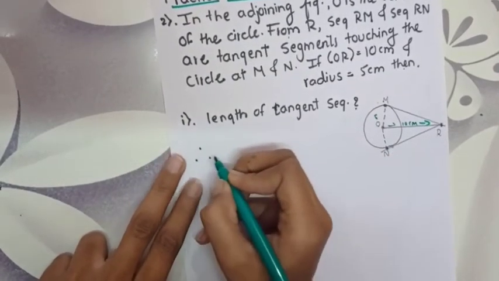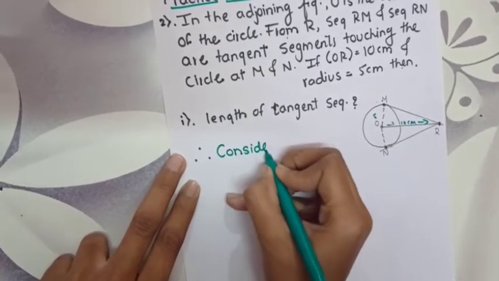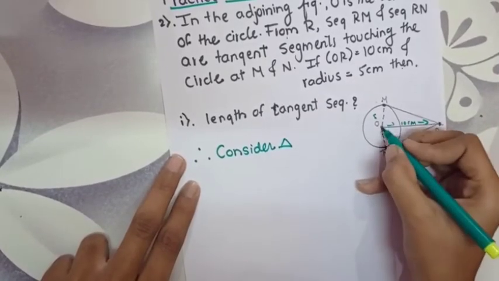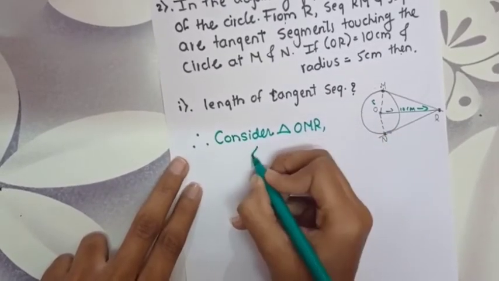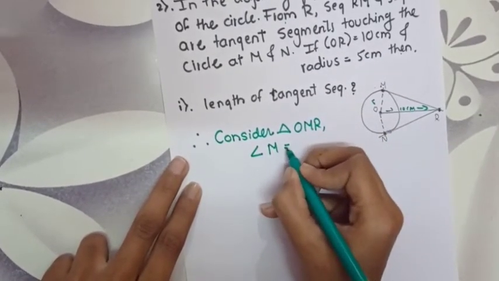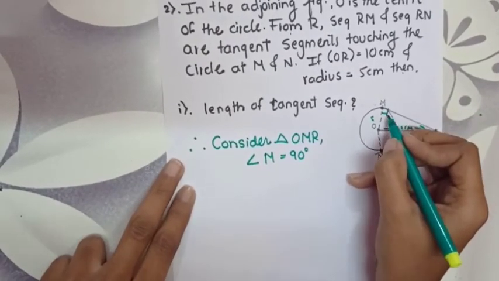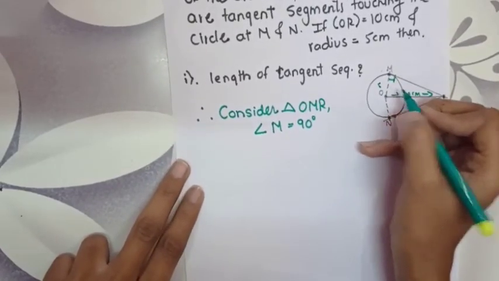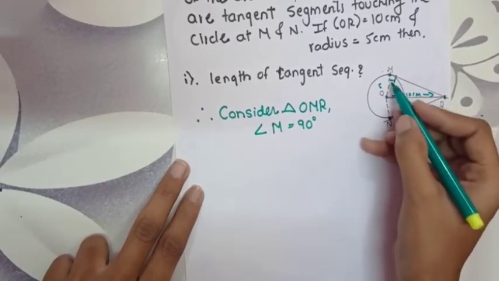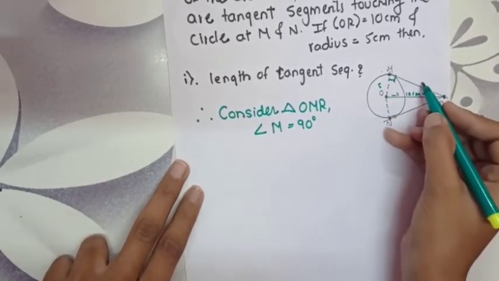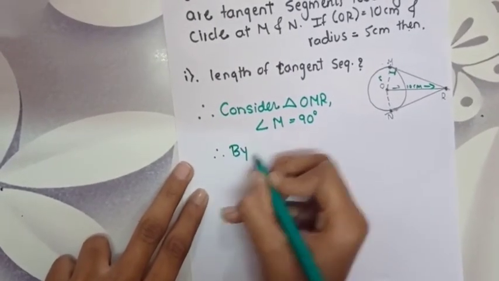Therefore, here consider triangle OMR. Angle M is equal to 90 degrees by the tangent theorem. We know the lengths of two segments, then the remaining side we can find by which theorem? Pythagoras theorem.